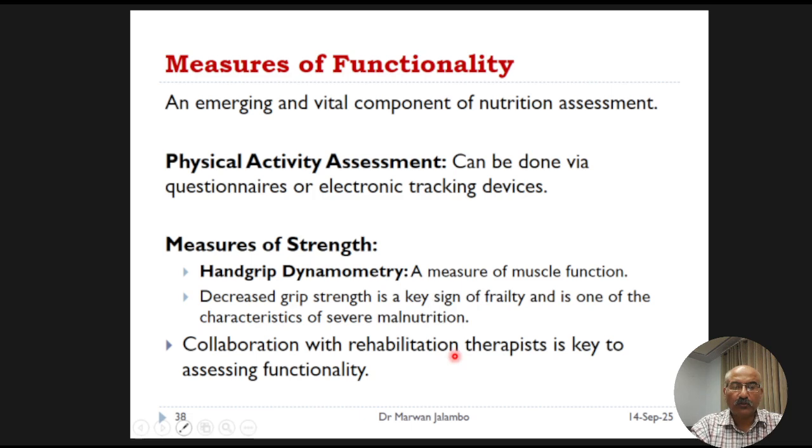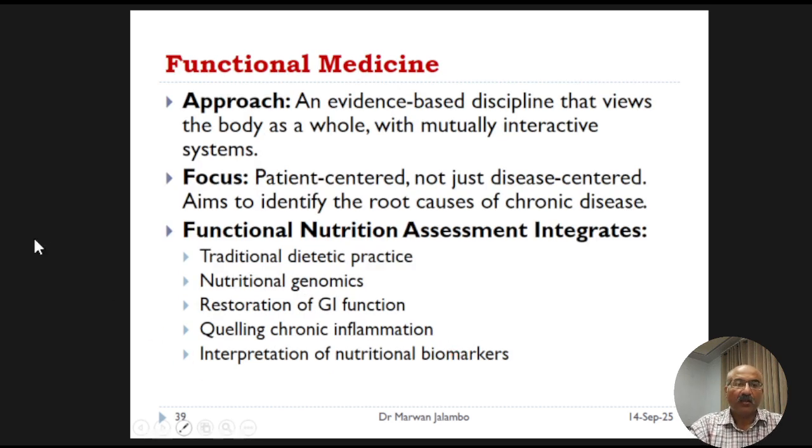Finally, I want to introduce an approach that integrates all these concepts, functional medicine. Functional medicine is an evolving, evidence-based discipline that takes a holistic and systems-oriented approach to health. Instead of just treating symptoms, the focus is on identifying and addressing the root cause of chronic disease. It's a patient-centered, not disease-centered, model. The functional nutrition assessment is a key part of this.